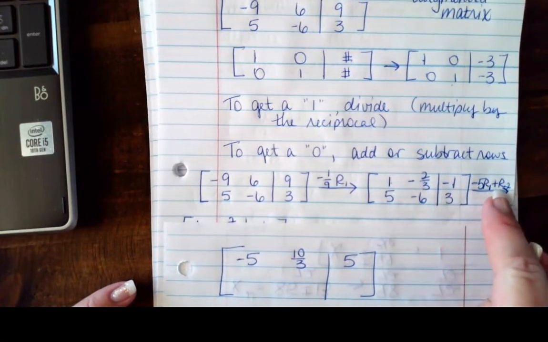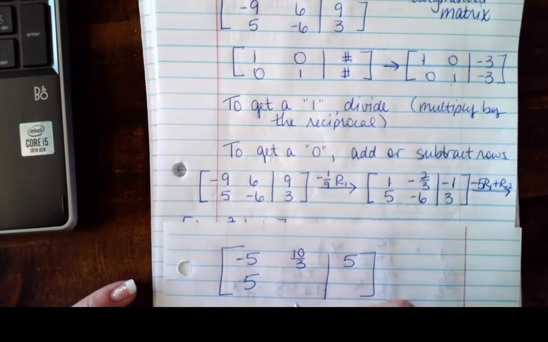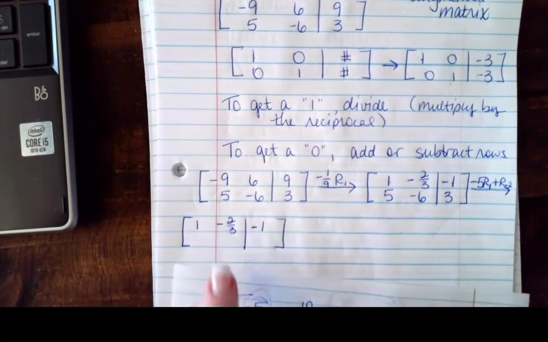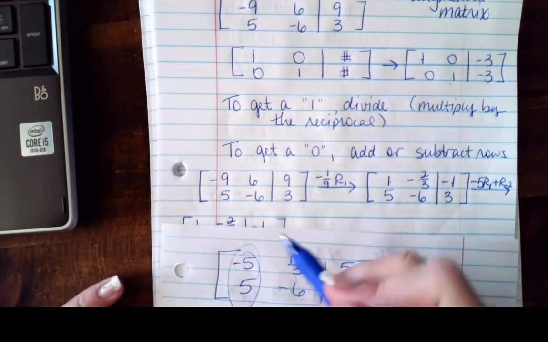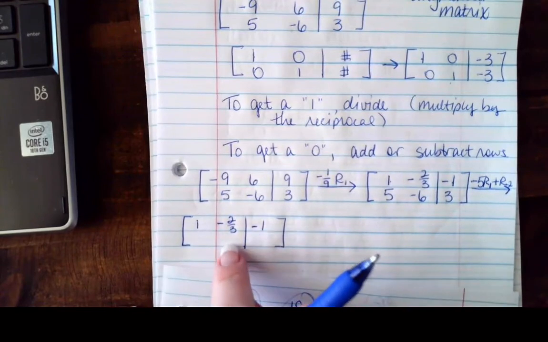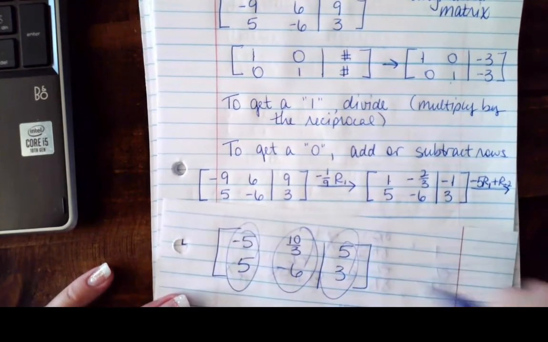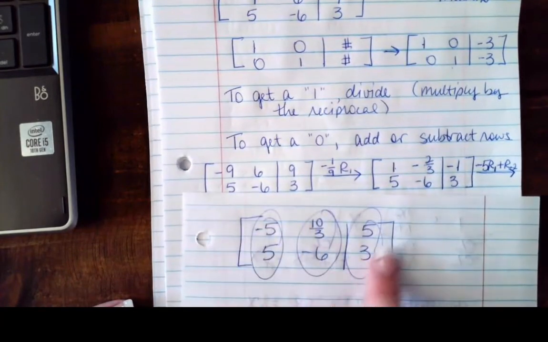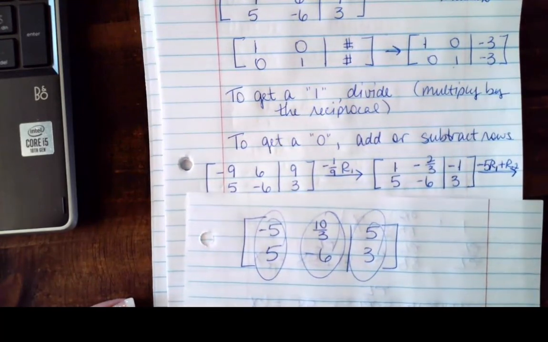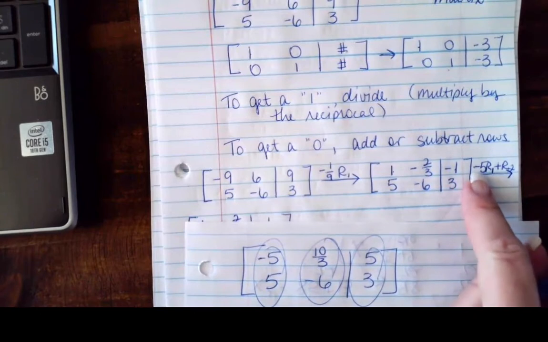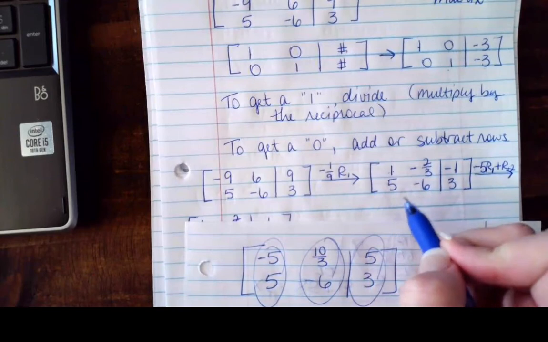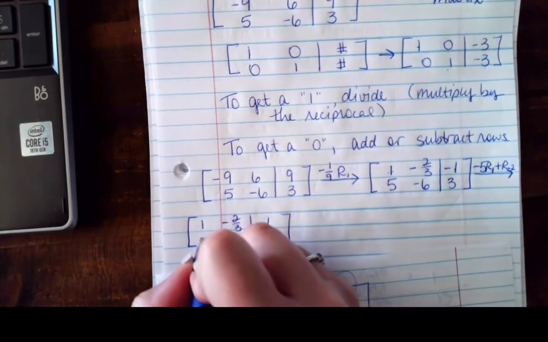Now I'm supposed to add it to row 2. So what is row 2? 5, -6, and 3. So what I'm going to do is add these together and put my answer in row 2. So this part is supposed to be done in your head. And if you get to linear algebra, it will be done in your head. But for right now, we're still learning. So what did I do? I'm going to do a -5 times 1 is -5. Plus 5 is 0.